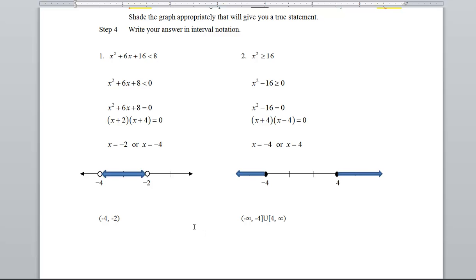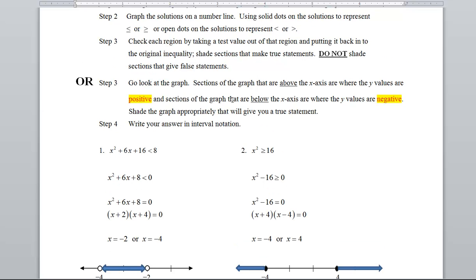So you've got some problems you need to go do, and try it both ways. You need to get comfortable. I mean, we've done step 3, this original step 3 before. But guys, this right here is fast if you go look at the graph.